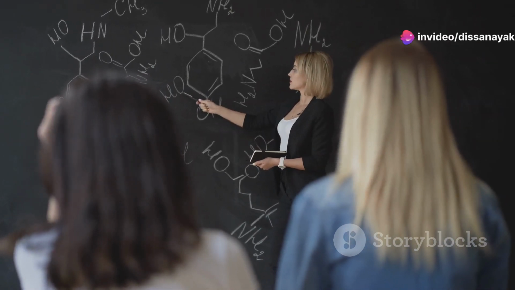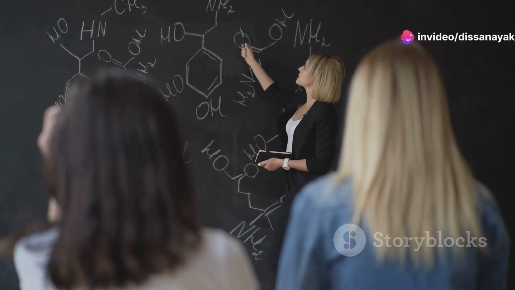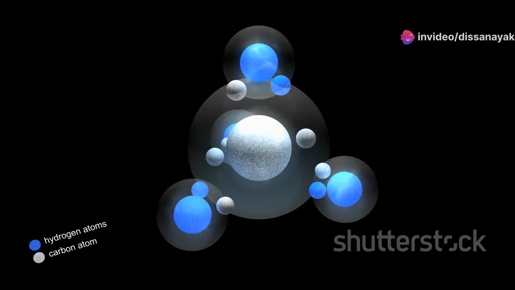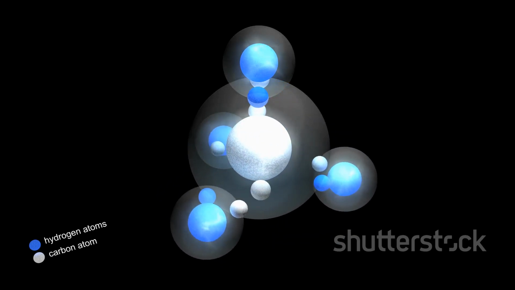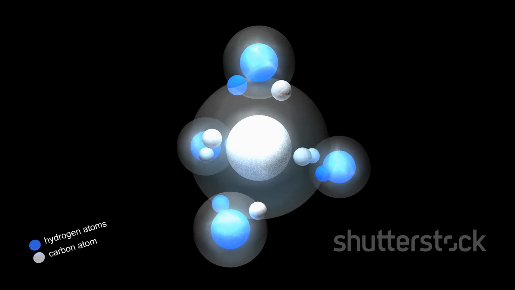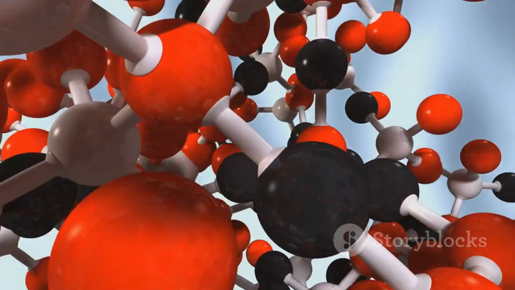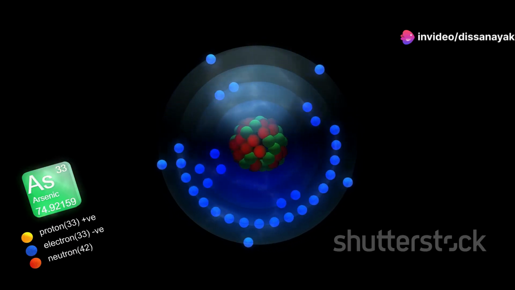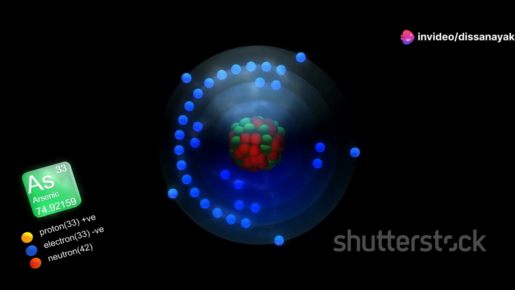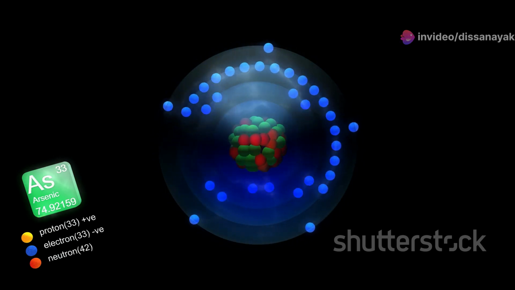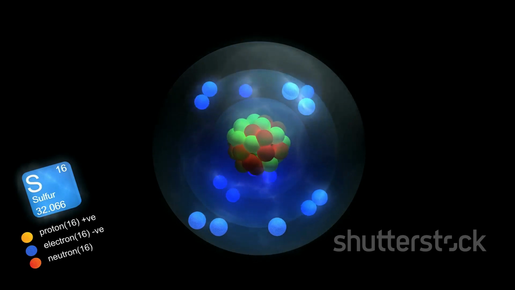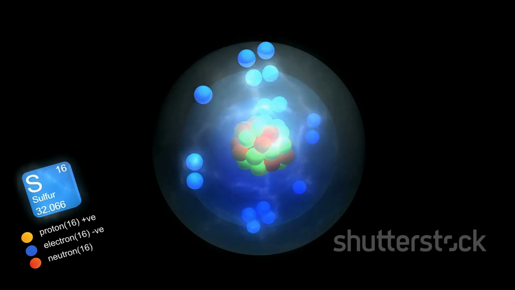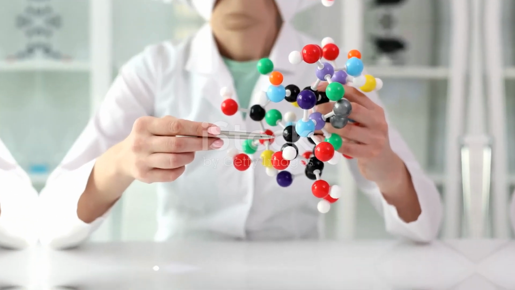Section 9. Coordinate covalent bonding, a special case of sharing. Let's talk about a special type of covalent bond called a coordinate covalent bond. In a typical covalent bond, each atom contributes one electron to the shared pair. But in a coordinate covalent bond, one atom donates both electrons to the shared pair. A classic example is the formation of the ammonium ion, NH4+.